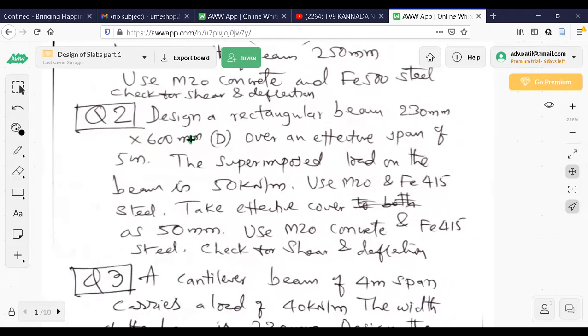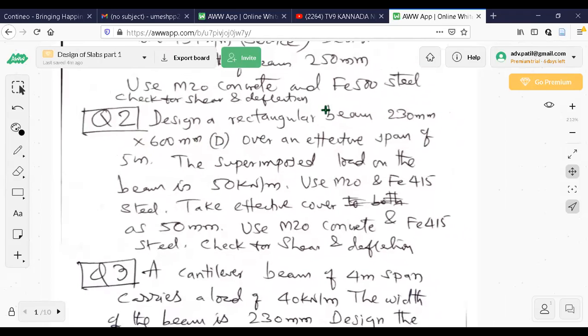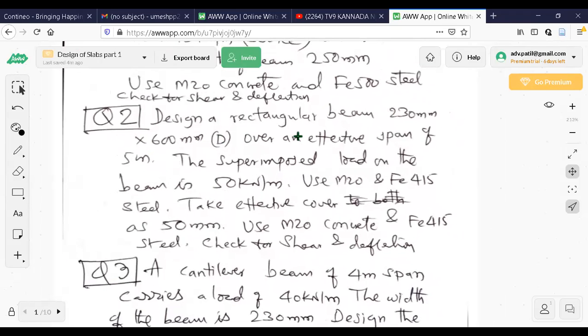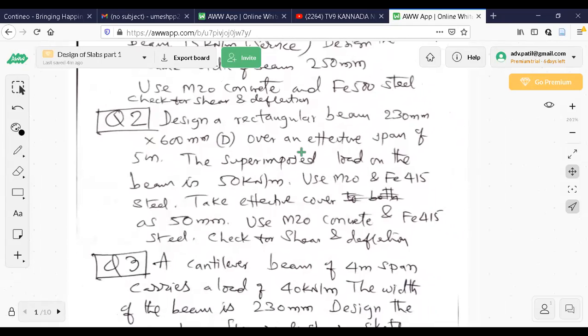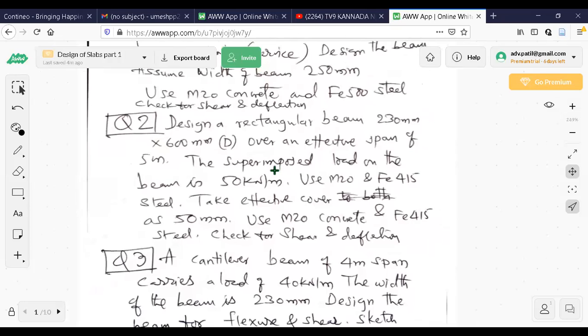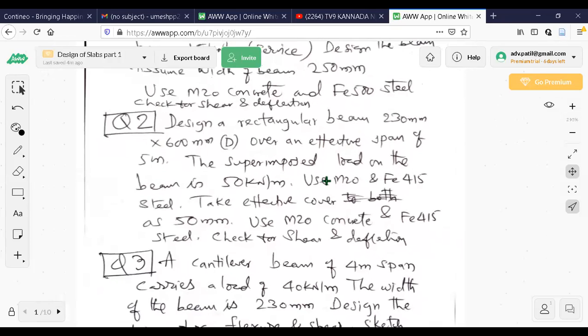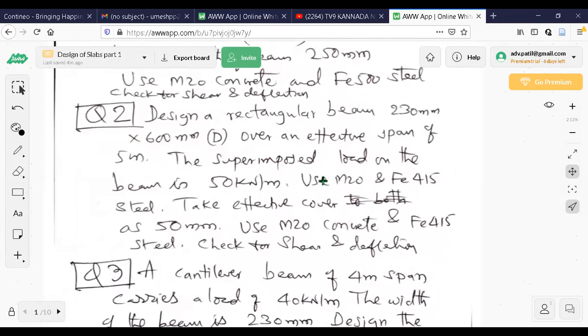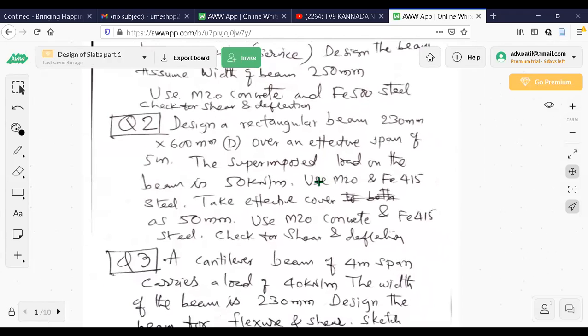But if the dimensions are not given and it is your choice, you can say, I will change the dimensions and still design one way, that is singly reinforced beam only. It means if MU limit is less than MU, I will try to increase the MU limit. How? 0.138 FCK BD square. B and D, if I increase, automatically MU limit will be more. But here there is no choice to do that. Dimensions are given, and they are not telling you to use a suitable dimension. You have to design a doubly reinforced beam.